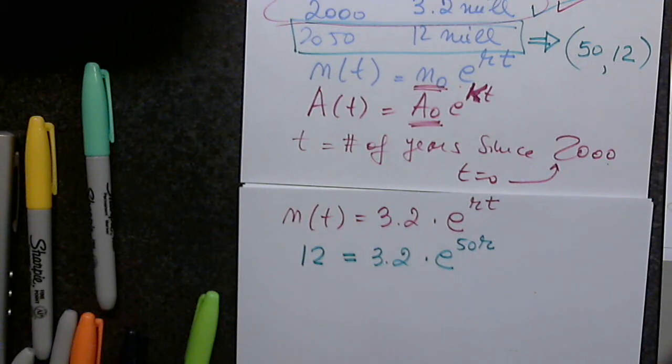What am I going to solve for now? The other thing that I didn't have, R. Is that clear? Yes? What do I have to do first? Say it again. Yes, I have to divide both sides by 3.2. Why? Because I have to clean it up. I cannot apply log to both sides yet. It's not cleaned up. Very good. So I divide both sides by 3.2.